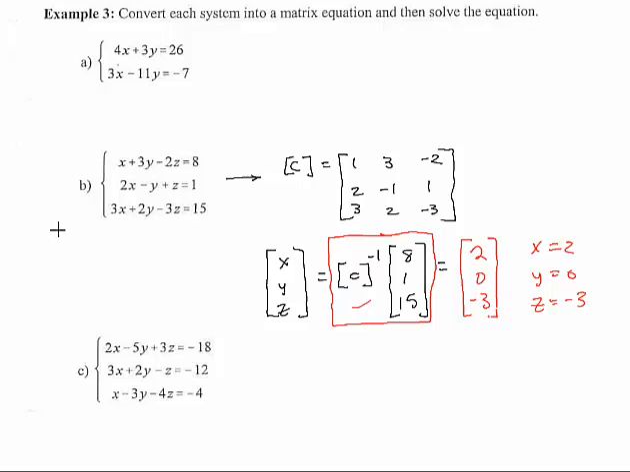Alright, so to double check this, we'll check the first one. X is 2 plus 3 times 0 minus 2 times negative 3. Does that equal 8? Well, 0 knocks out the 3 and we get a 2, minus 2 times negative 3 is a plus 6. 2 plus 6 is 8. That's just an equal sign there, it's not a 2. Equals 8. So that checks out.